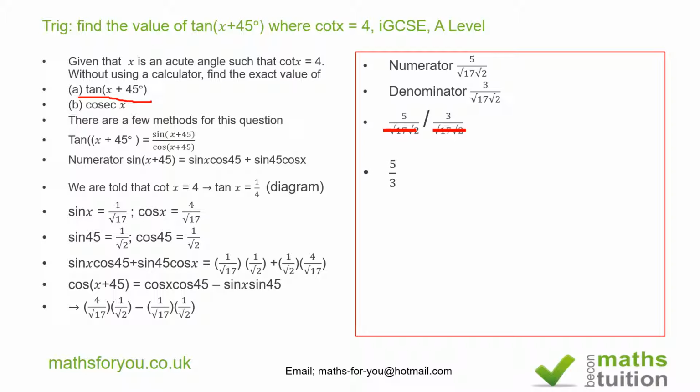Now, cosec x is the inverse of sin x. So we have that cosec x is 1 over sin x. We know that sin x is 1 over root 17. So cosec x is root 17.